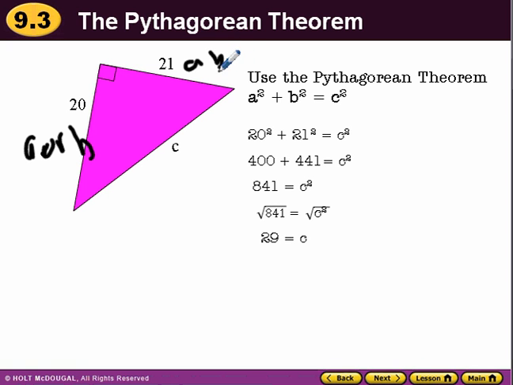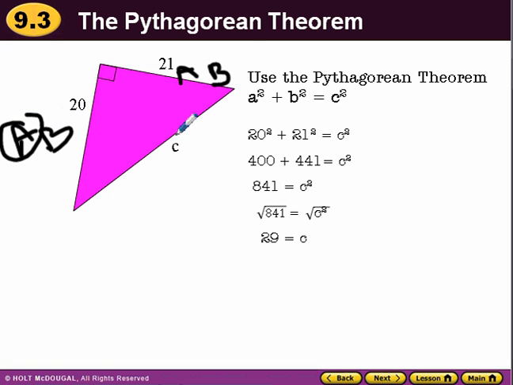So let's look at this. We can call either of these A or B. The legs don't really matter unless I'm told specifically which one to assign. So I decided to go ahead and use 20 as my A, and I'm going to use B for 21 because I'm going to be adding these. And remember, order doesn't matter. So whether I add B to A or A to B, I'm still going to get the same answer.